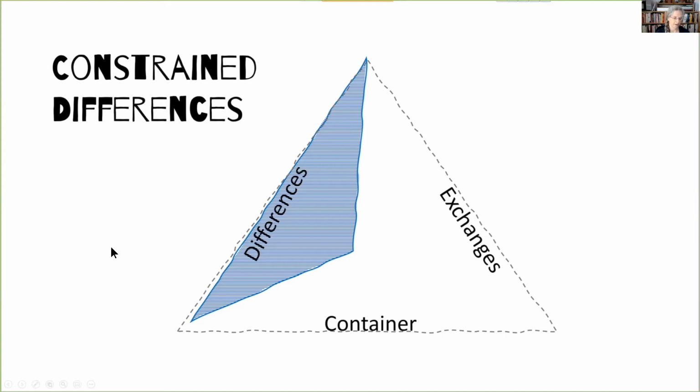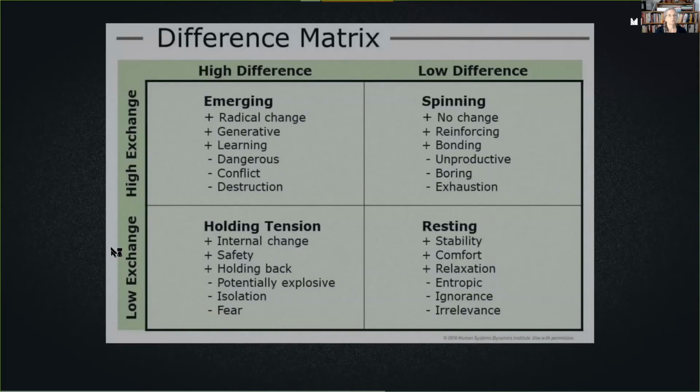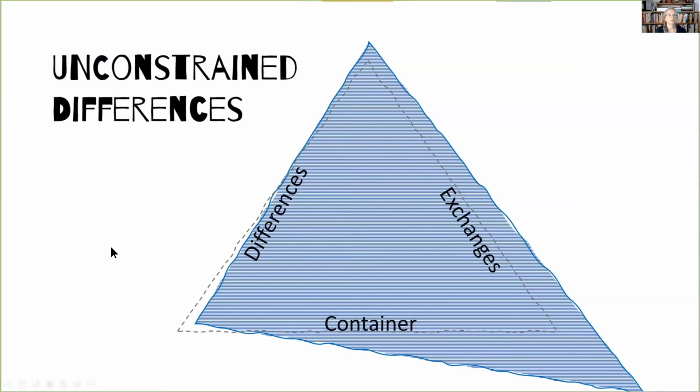Okay. And this is just a visual. I understand this is very abstract. I'm just sort of showing that each of these can be too small, or there can be so many differences that the container can't hold it and the exchanges can't support it. I thought I had exchanges in there, maybe they're in a different order.